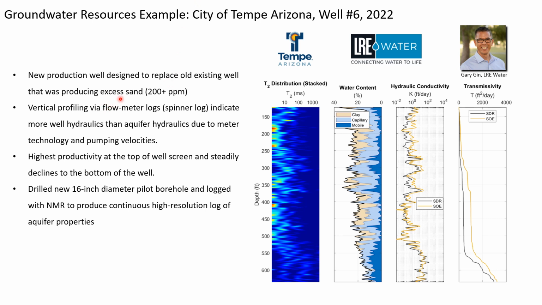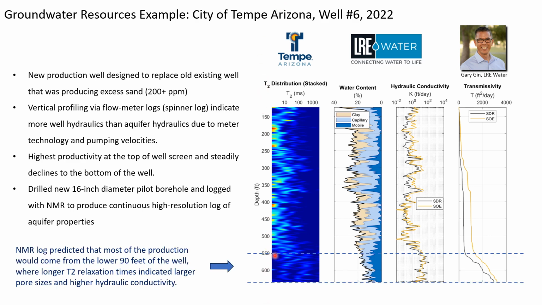And it also was defined that in this well, highest productivity was in the top of the well screen, and it was declining towards the bottom of the well. So it was decided to drill a new 16-inch diameter pilot borehole and use NMR to log it in order to produce continuous high-resolution log of aquifer properties. These results can be shown here.